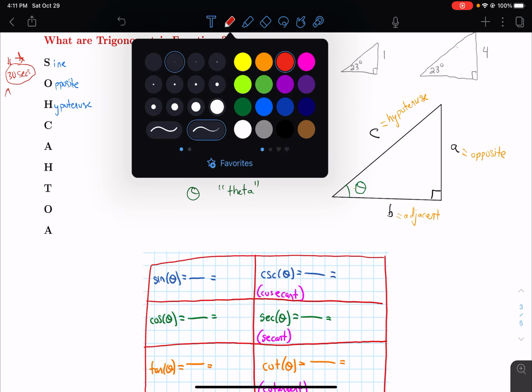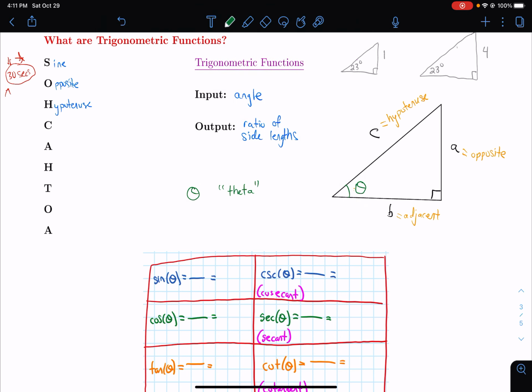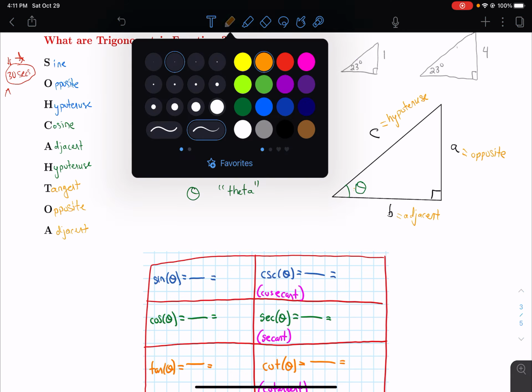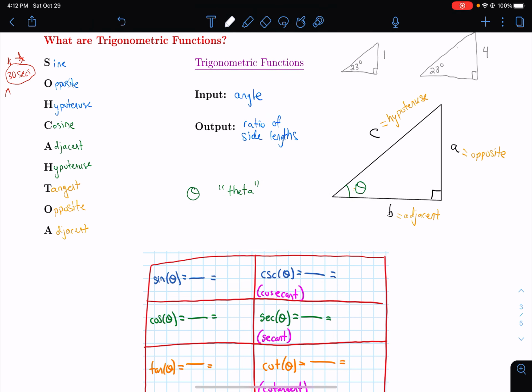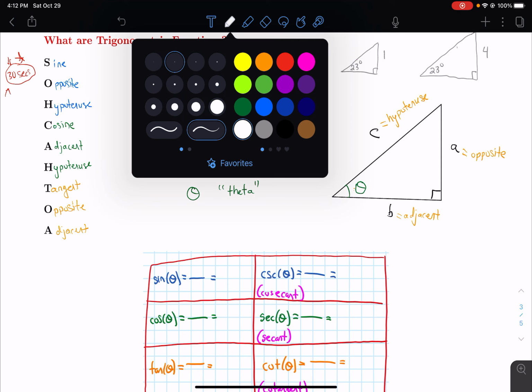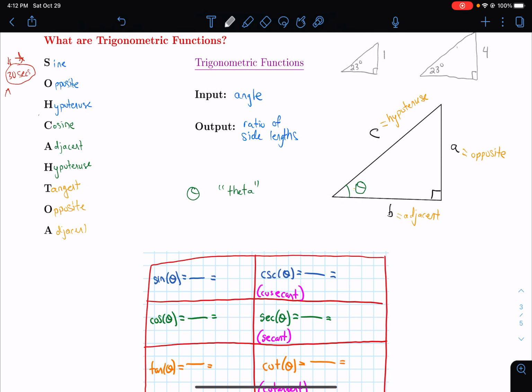All right, so hopefully you paused it to try those. Let's do them together. C stands for cosine, A stands for adjacent, and H stands for hypotenuse. And then for tangent, T stands for tangent. Sorry, I kind of gave it away there. O stands for opposite, which we've seen already above, and then A is adjacent. So how do we use this? We use this in blocks of 3.